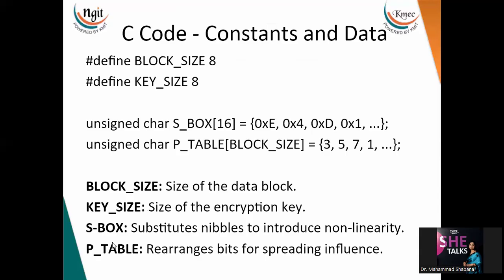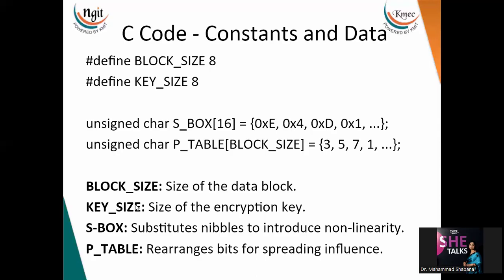First, we are taking the header files here, stdio.h and conio.h. Then we are taking the block size and key size. The block size we are taking is 8 bytes, and the key size is also 8 bytes. So these are the definitions and constants we are taking. These 8s indicate the block size and key size in bytes.